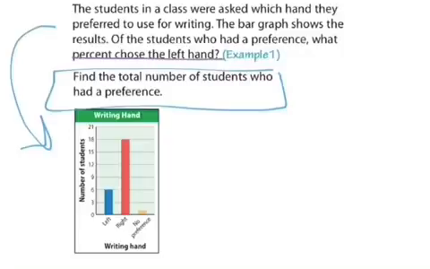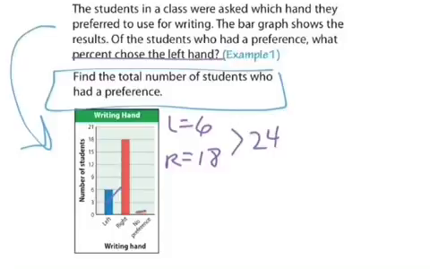How many had a preference? You can pause it, figure that out, unpause it, and see how you did. So remember, we're looking for how many had a preference here. So we need to put our numbers together. Left hand, we know left was 6 right there. Right is 18. So together, that's 24. And then no preference looks like it's about 1. Doesn't look like it goes quite halfway, which would be 1.5 or 2. So we're going to say no preference is 1.